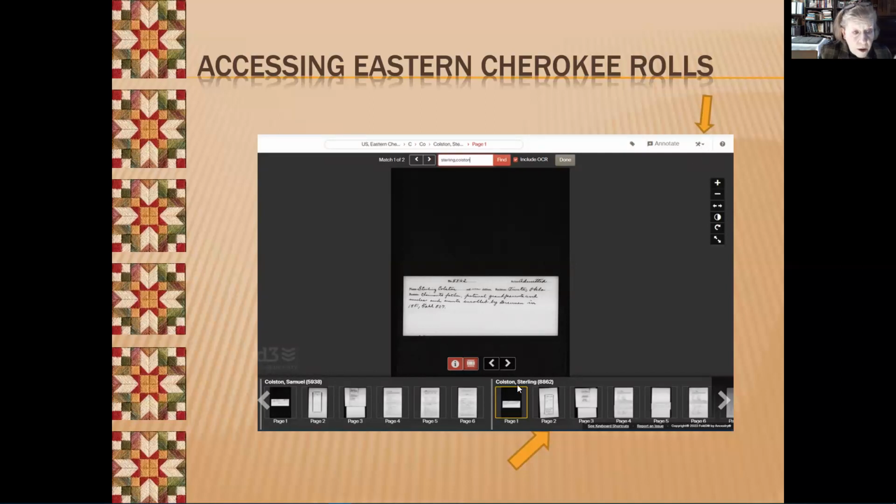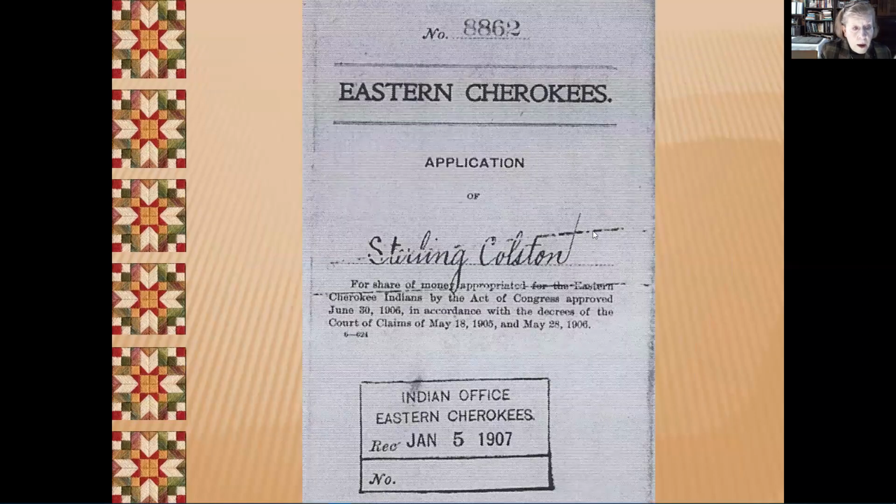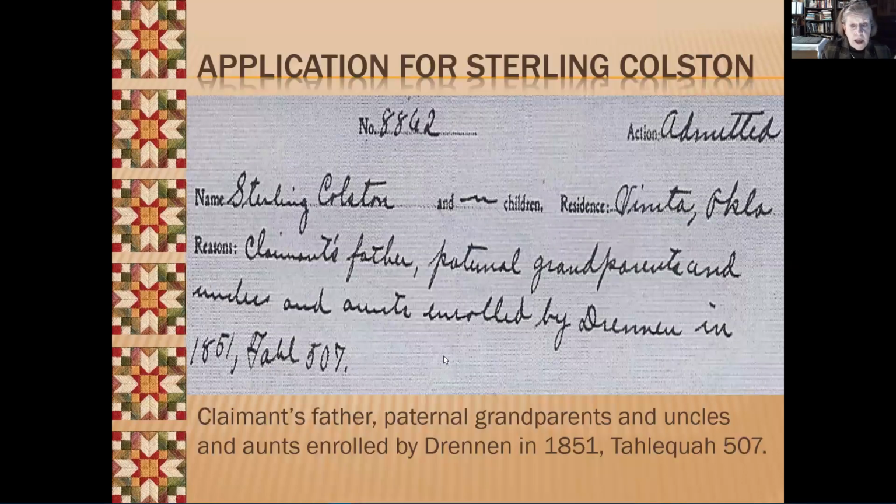So, okay, we're going to look and see what I've got. I've blown this up, so don't worry about trying to read that. So here it is, Eastern Cherokee applications. And notice that they received his application January the 5th, 1907, and approved. The Act of Congress approved in June of 1906, and the decree of the Court of Claims. Okay, so here we go. We're going to look at his application, or parts of his application.